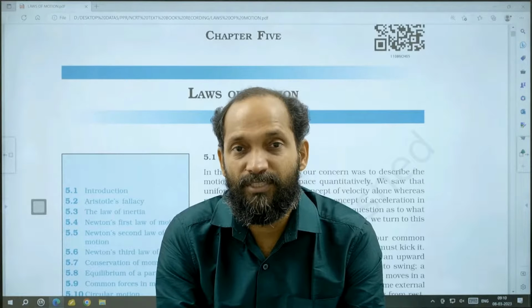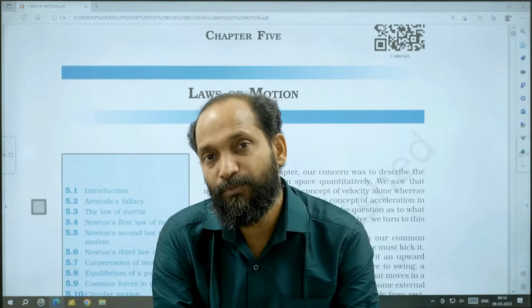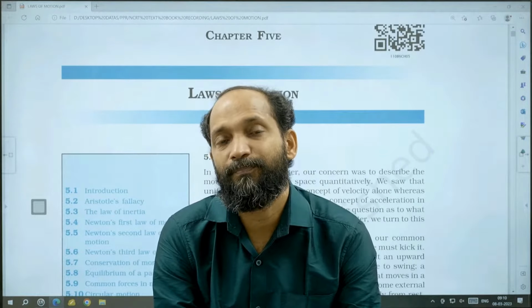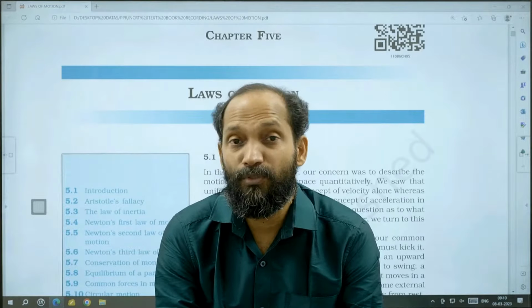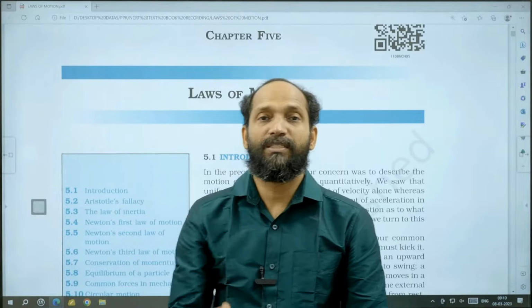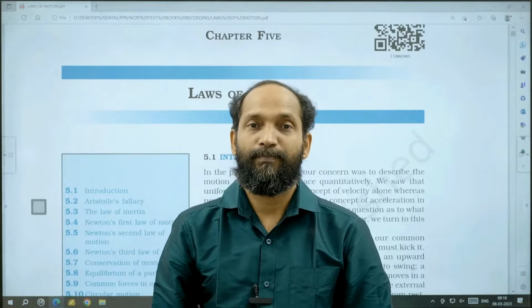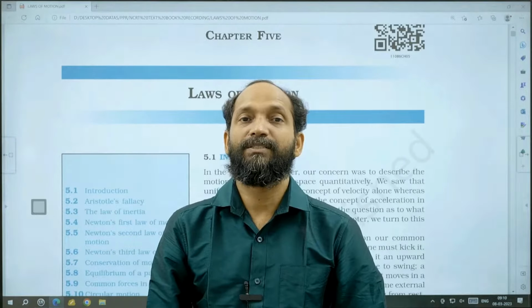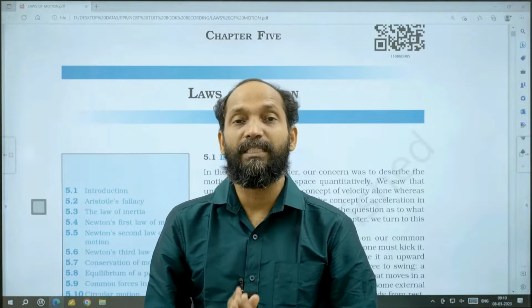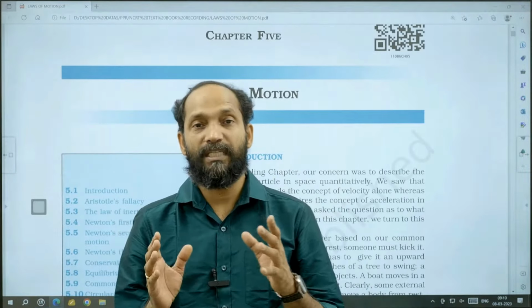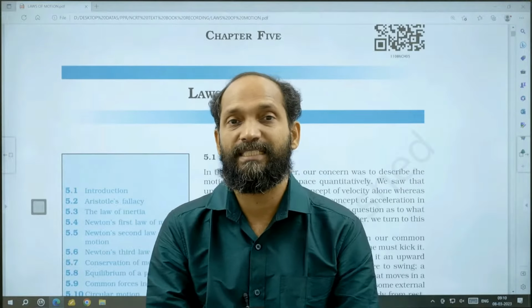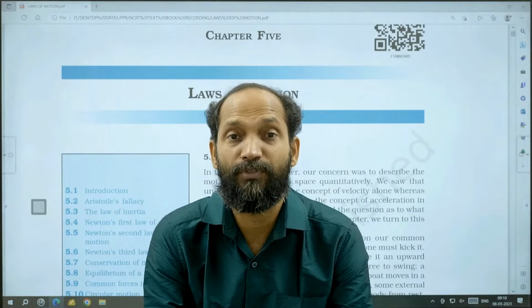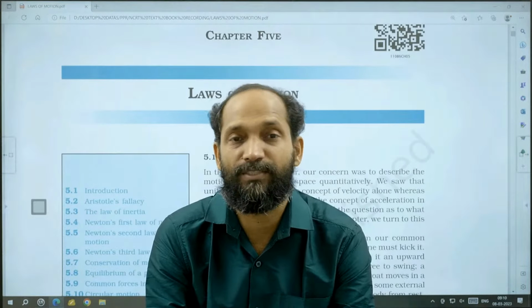A body which is at rest will continue to be at the state of rest if no external unbalanced forces are acting on that body. That is the law of inertia. Inertia is the inherent property of all material bodies, due to which it can continue in its own state. If it is that state of rest, that is inertia of rest.